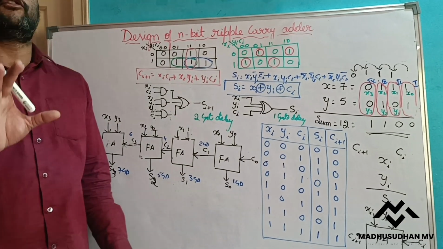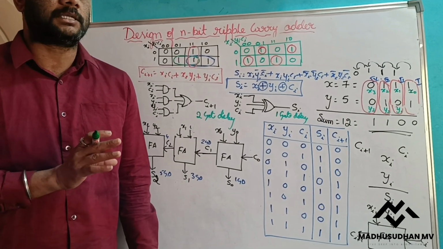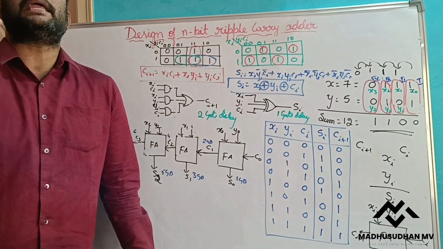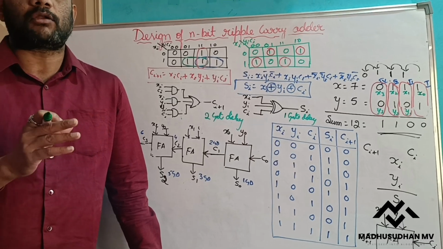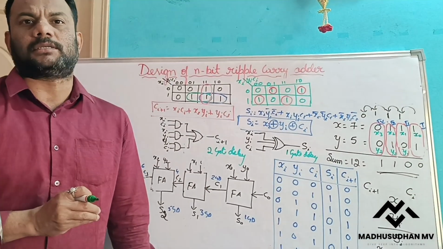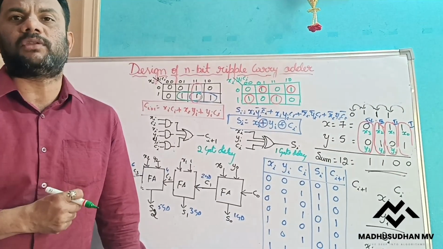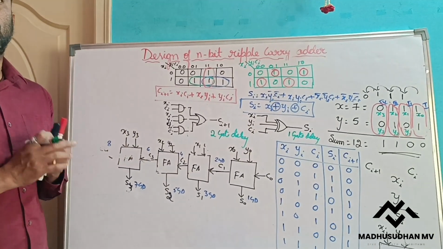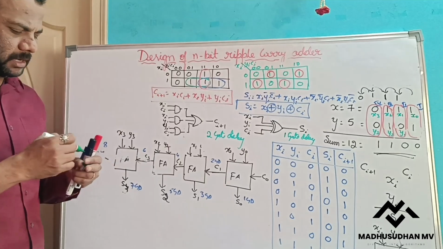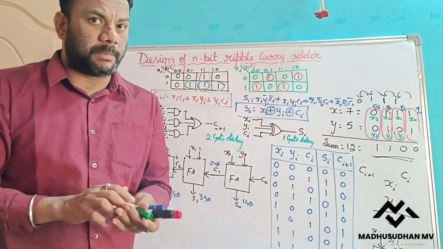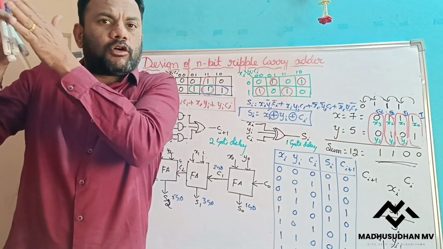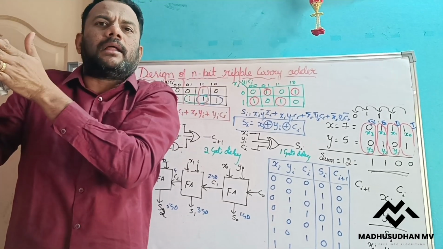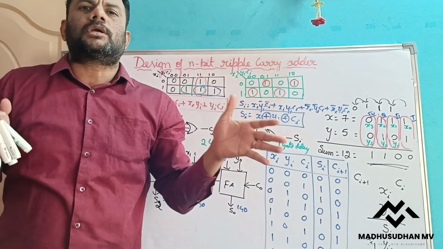Suppose I am adding two 64-bit numbers, and assume each gate takes 2 microseconds. That means 128 microseconds, or 0.128 milliseconds. That much time is taken only to generate the carry. So that dependency we need to remove. This is slower because when we add 64-bit numbers, the 64th stage has to wait for all the previous 63 stages. Only then can I add. That is why it is slower.